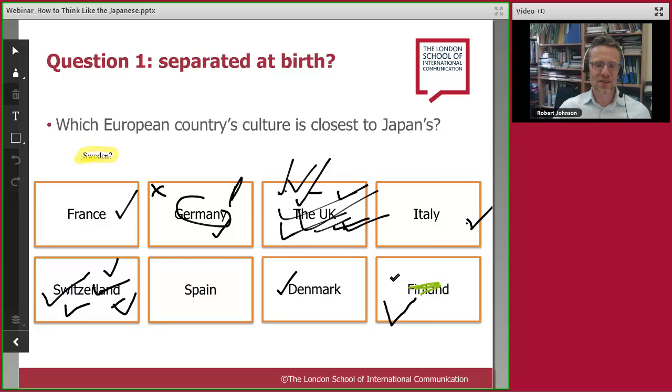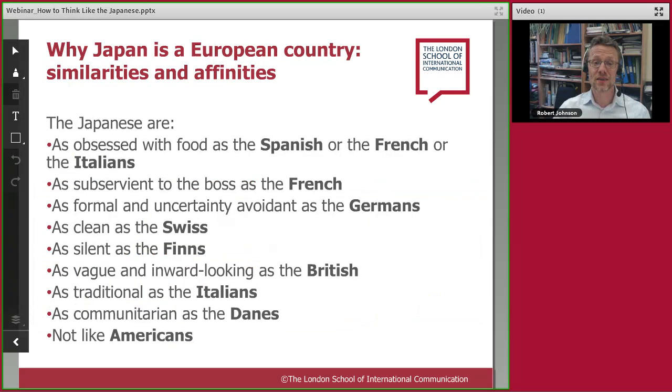So what I would like to do now is just to go through why I think Japan is actually a European country. It's interesting in history that Japan has aspired to be like the European powers, and in some ways there are aspects of every culture that are like European countries, but of course it's very distinct. So I would say the Japanese are absolutely obsessed with food. So you find this in Spain, in France, in Italy, of course many other countries. Not really the UK, but there you go.